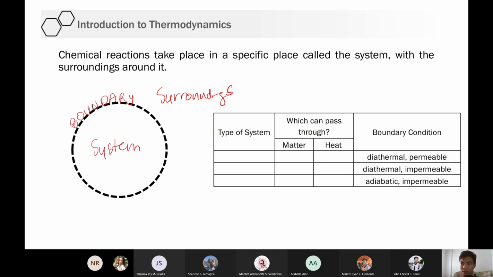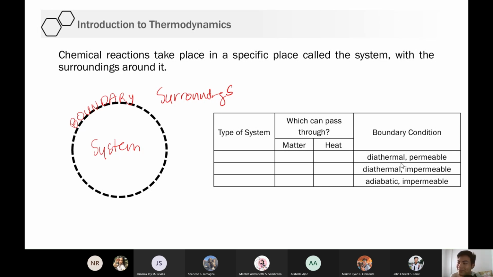Okay? So now let's talk about the boundary, because depending on the type of the boundary you will have different types of system. Depende sa uri ng boundary mo, iba-iba yung uri ng system na magagawa mo. Kasi yung surroundings, paligid na yun. Pero yung system, depende yan kung anong klaseng boundary meron ka. Yung boundary natin, we can classify as: diathermal boundary, adiabatic boundary, permeable boundary, and impermeable boundary.